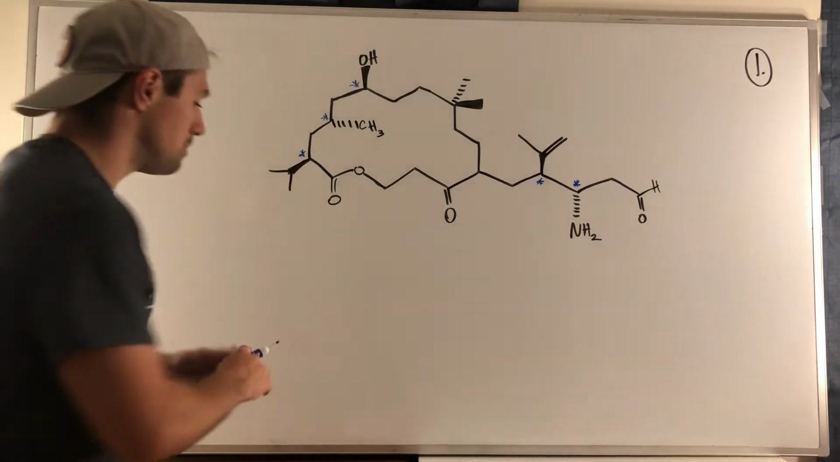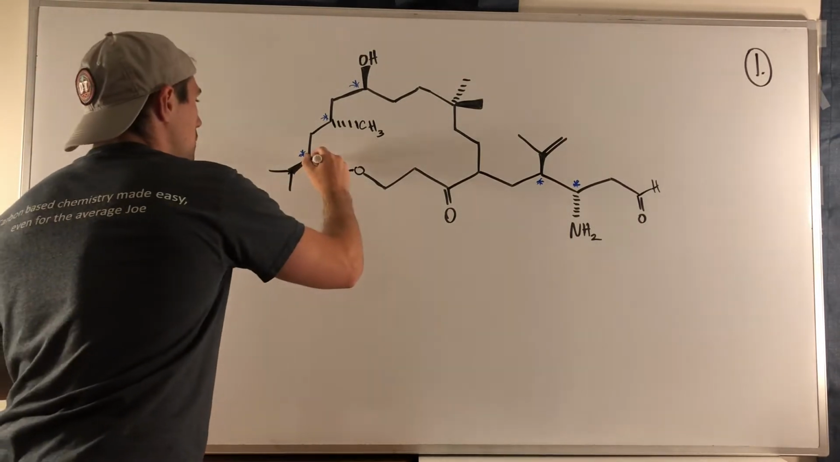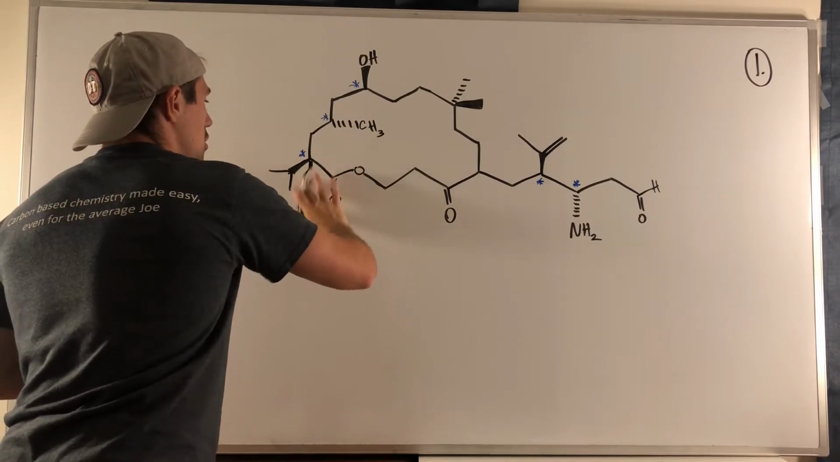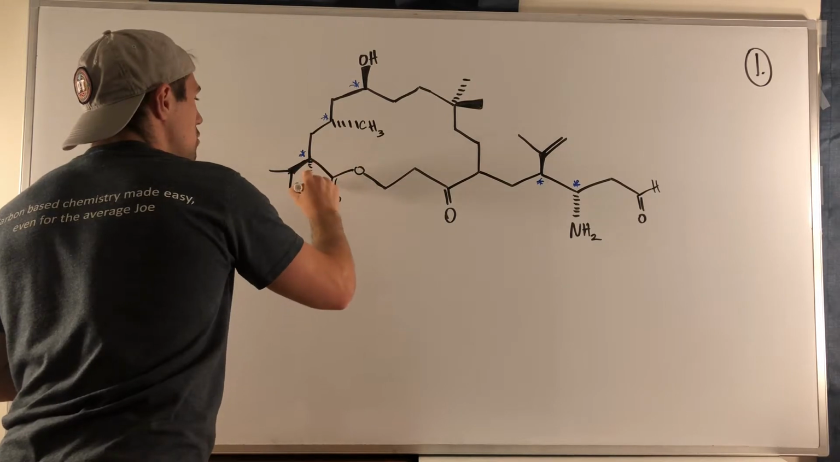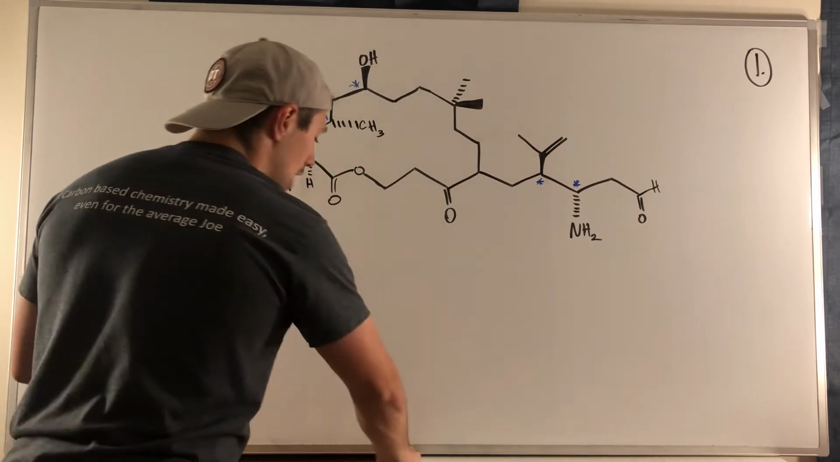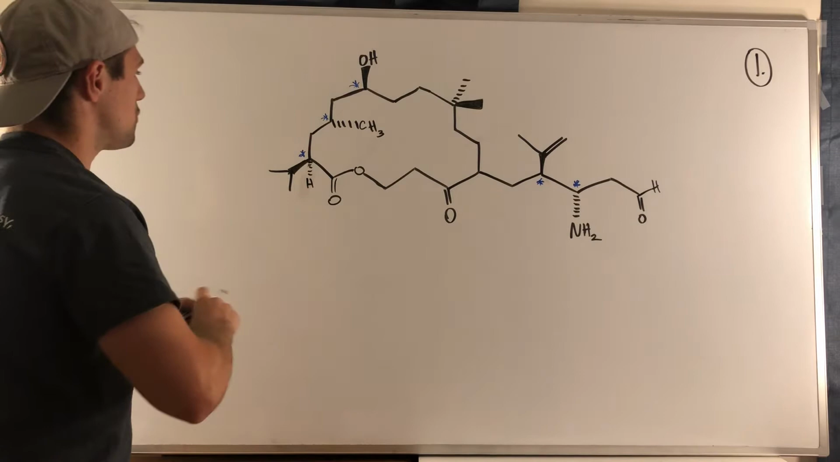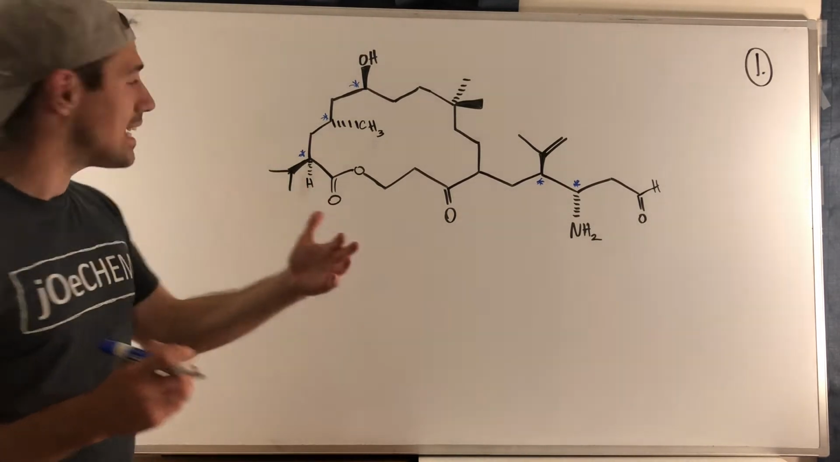So if we take a look here, let me fill in my lowest priority group. Oh, nope, there is no such thing as two wedges on the same position, right? So we have a hydrogen. The lowest priority group is facing away from us. We can just assign RNS and take it.